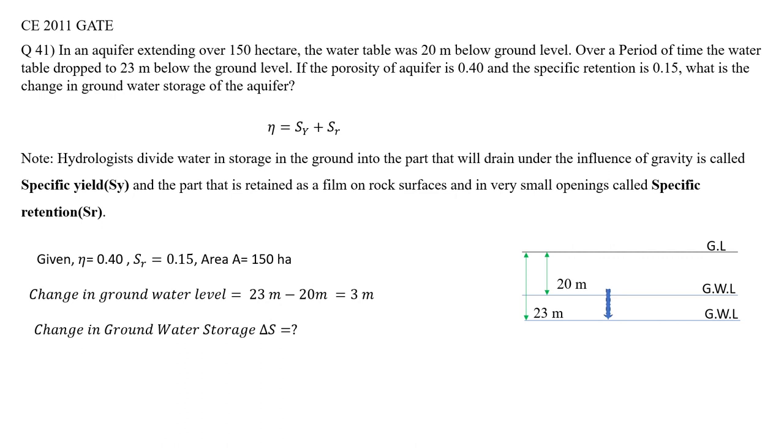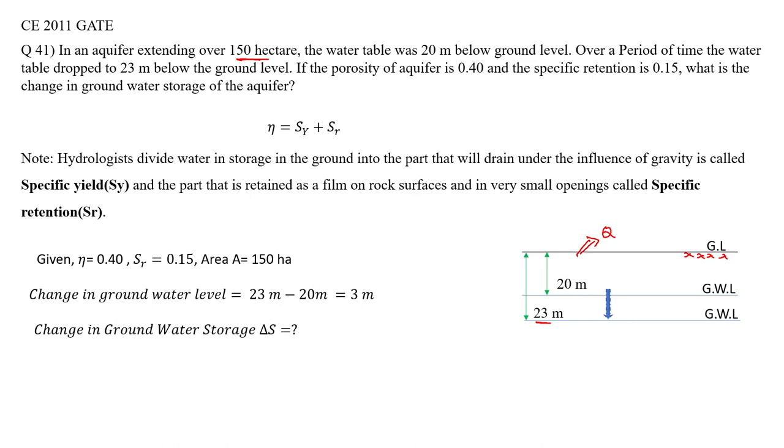In an aquifer extending over 150 hectares, this is the area, the water table was 20 meter below the ground level. Suppose this is the ground level and the groundwater level is 20 meter below it. Over a period of time we are taking water from the groundwater, then the water table dropped to 23 meter from the ground level. Okay, this is a scenario.